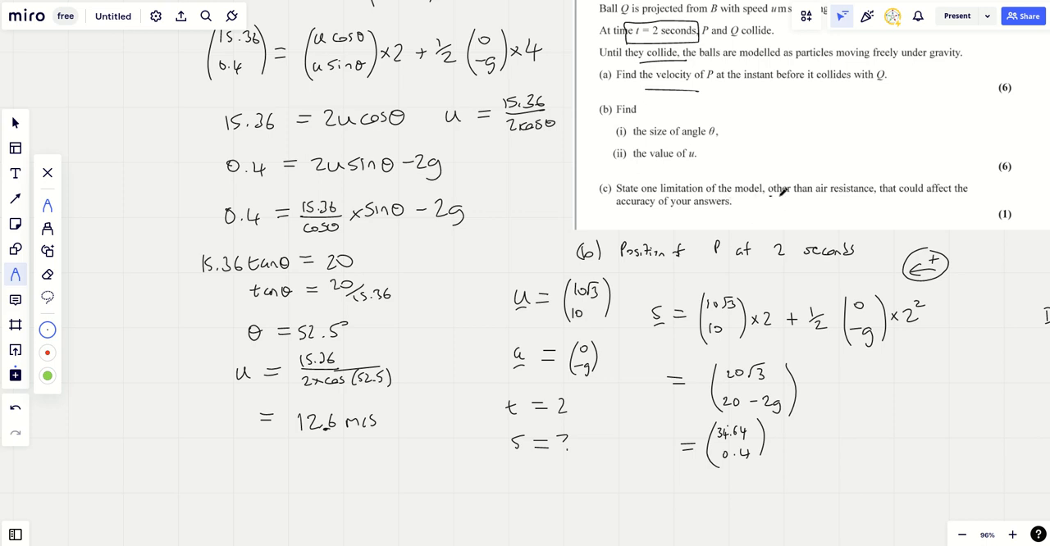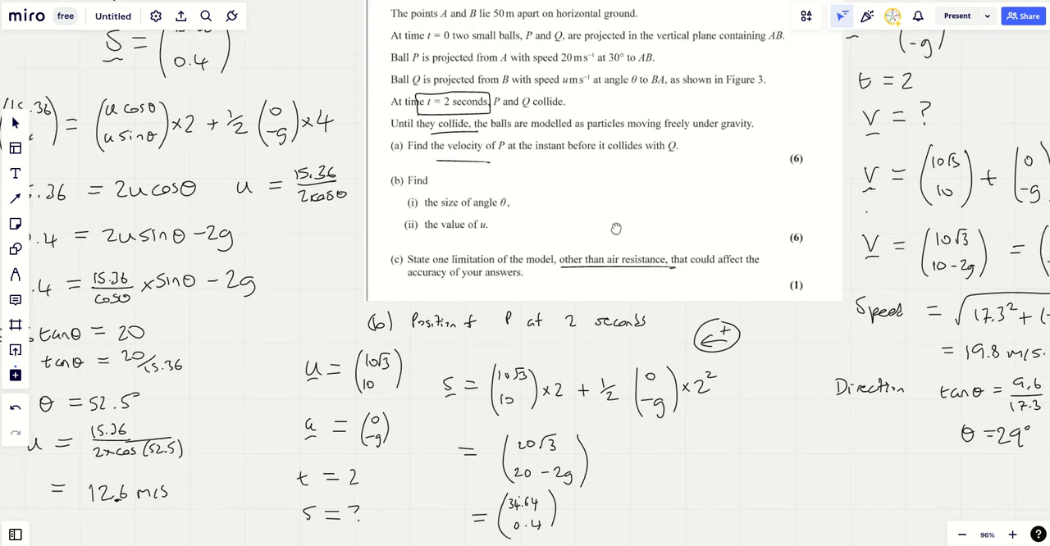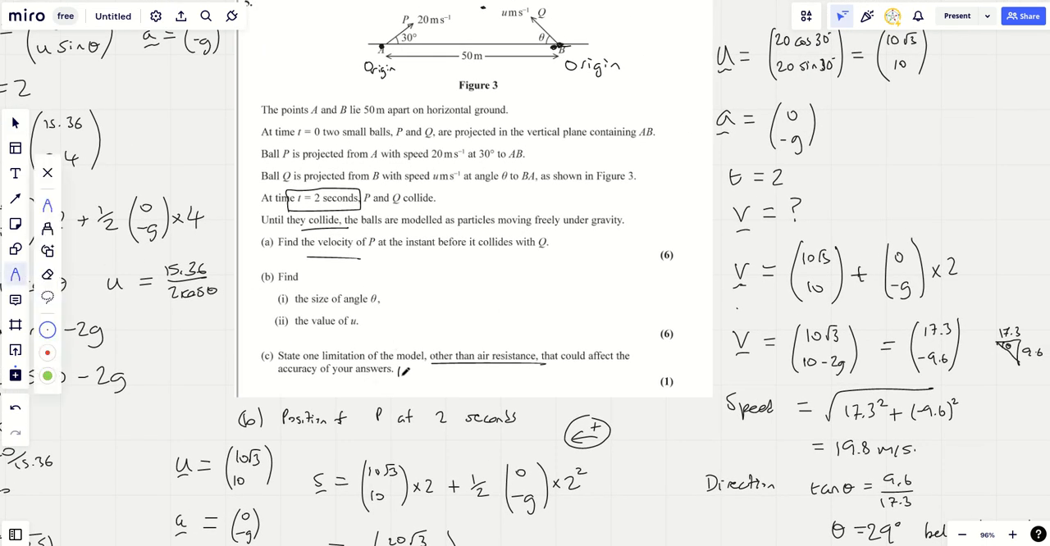State one limitation of the model other than air resistance. Damn, they've got us on the air resistance easy answer. Well, the objects were treated as particles, so we've ignored the dimensions of the objects. That's probably the easiest answer, but you could have many others. You've ignored the spin. It does not take into account the fact that there could be wind involved and stuff like that. But I've ignored the dimensions of the particles. Of course, if they had dimensions, then they won't be meeting exactly at t equals 2. It'll be slightly before that because they've all got width.